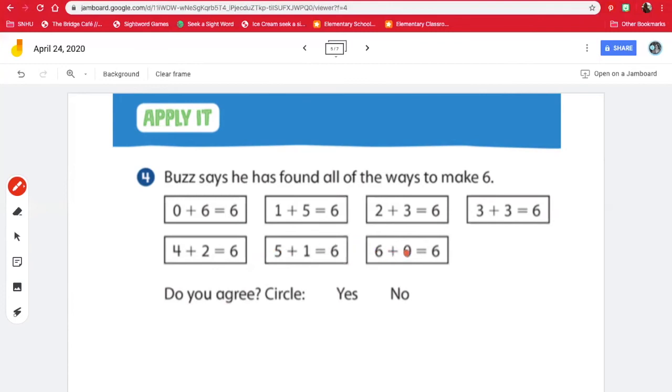6 plus 0, a number plus 0 always equals that bigger number. So that is correct. And this is a doubles fact. What about this one, 2 plus 3? Well, if 3 plus 3 equals 6, they just took away 1 from the 3's. So 2 plus 3, 2, 3, 4, 5. That one does not equal 6. So we do not agree with Buzz.